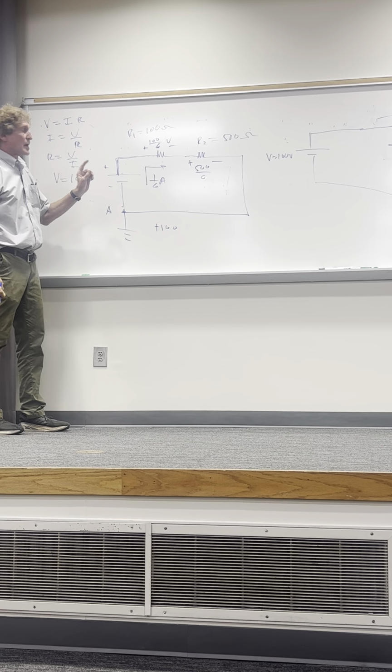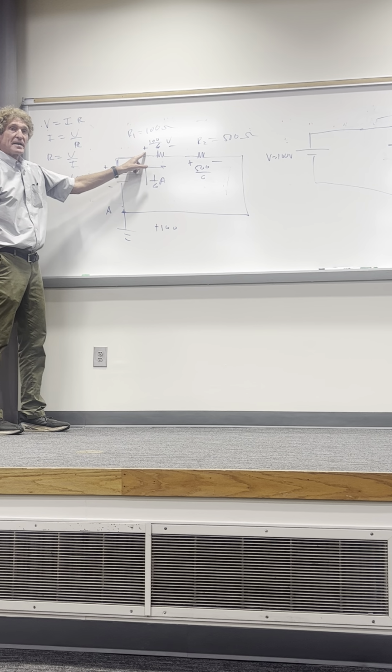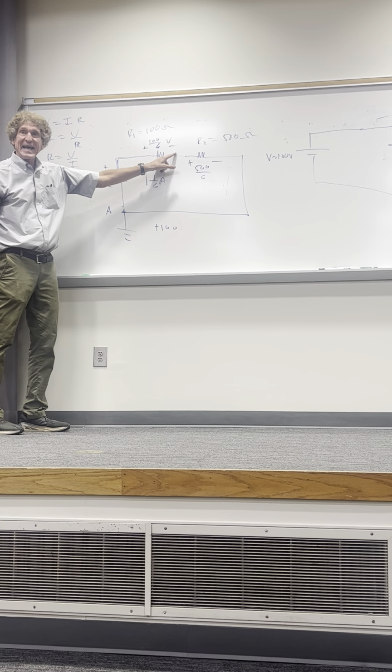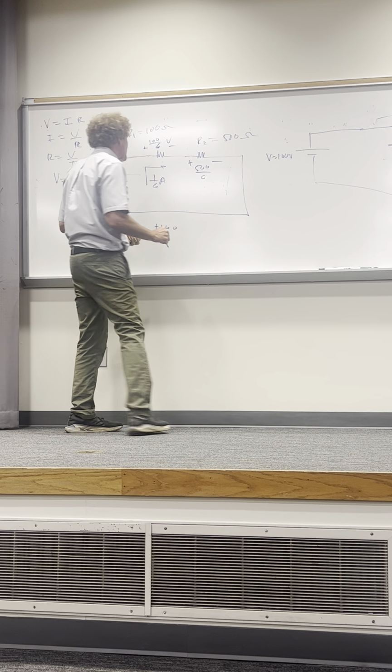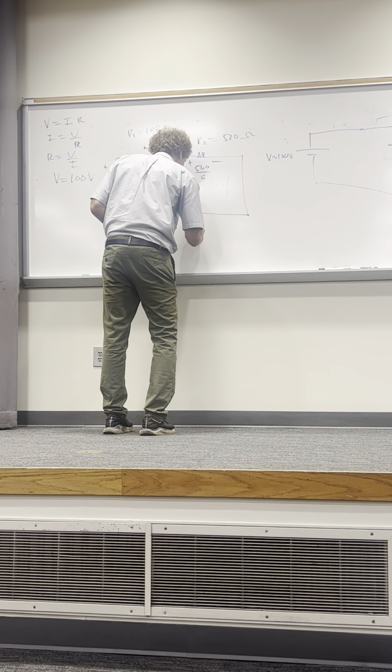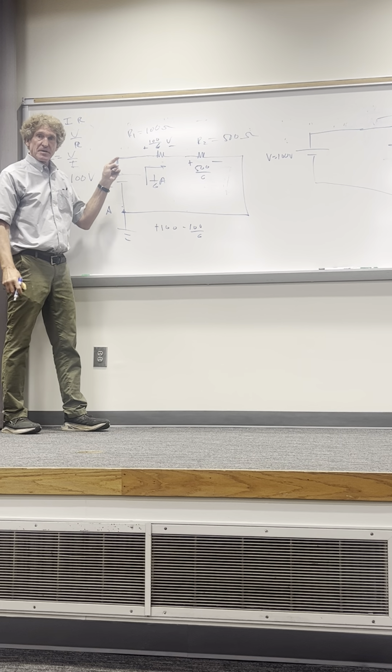Now, you see I hit this point, it goes from a positive to a negative. Y'all with me? That's a decrease. It reduced the amount of voltage. So it'd be minus 100 over 6.